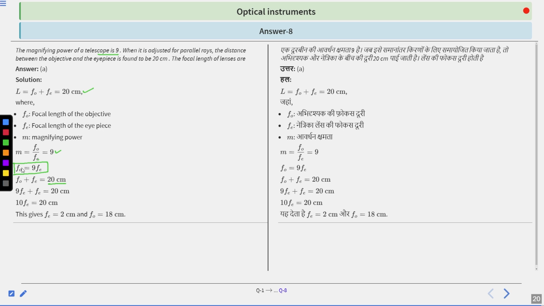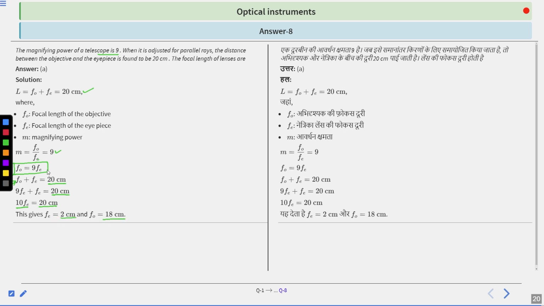So put FO equal to 9 FE here. You will get 9 FE plus FE equal to 20 centimeter, and 9 FE plus FE is equal to 10 FE, which is equal to 20 centimeter. So FE is equal to 2 centimeter, and FO is equal to 18 centimeter.